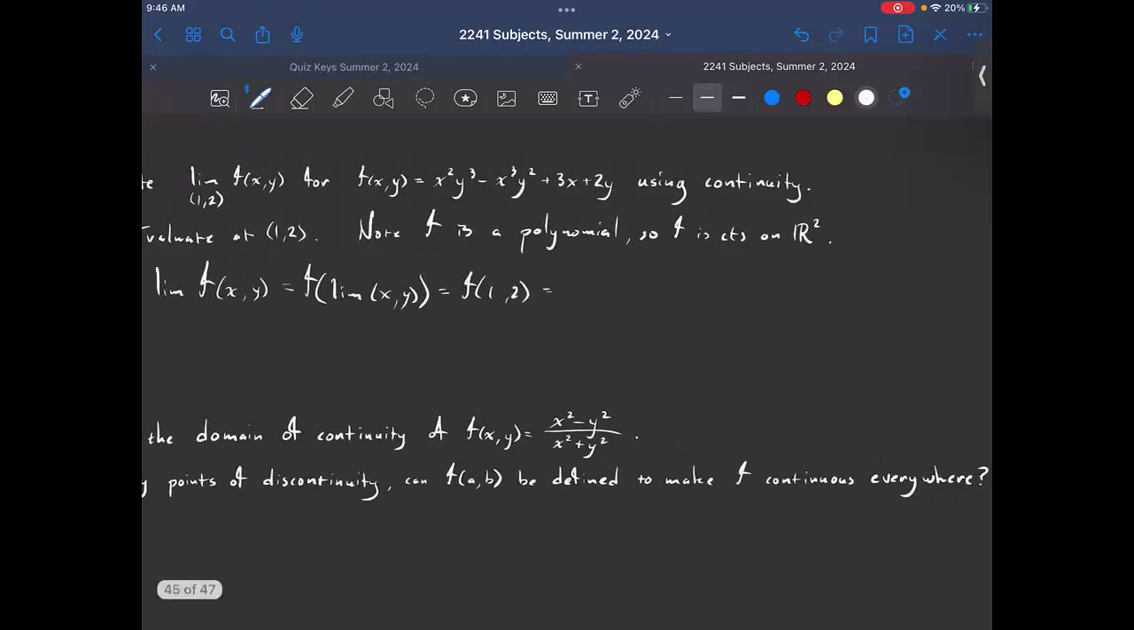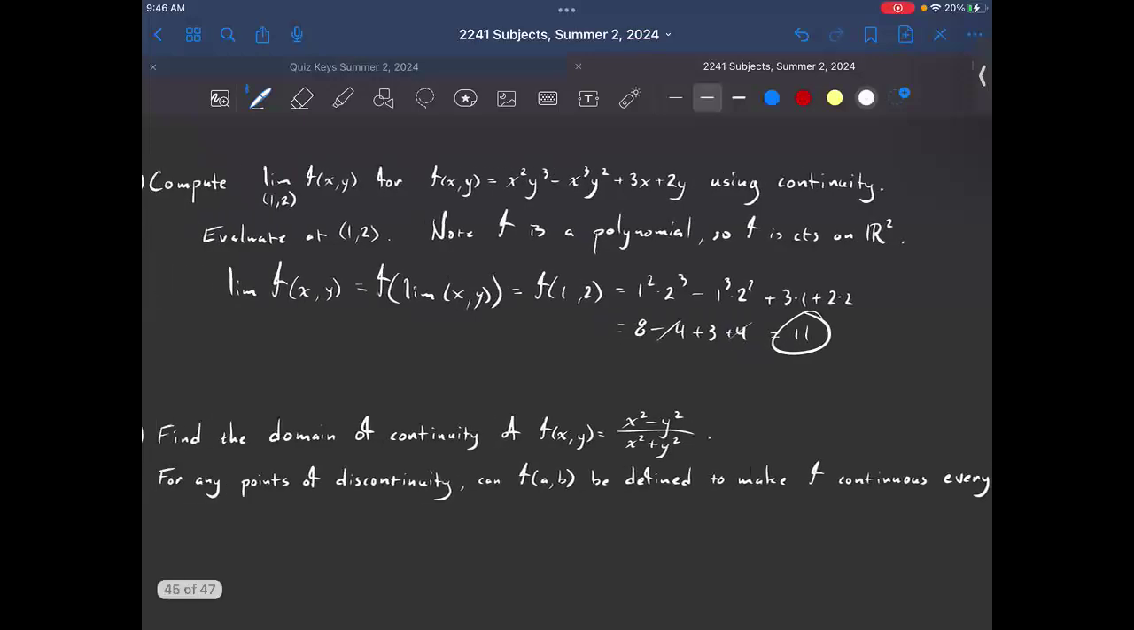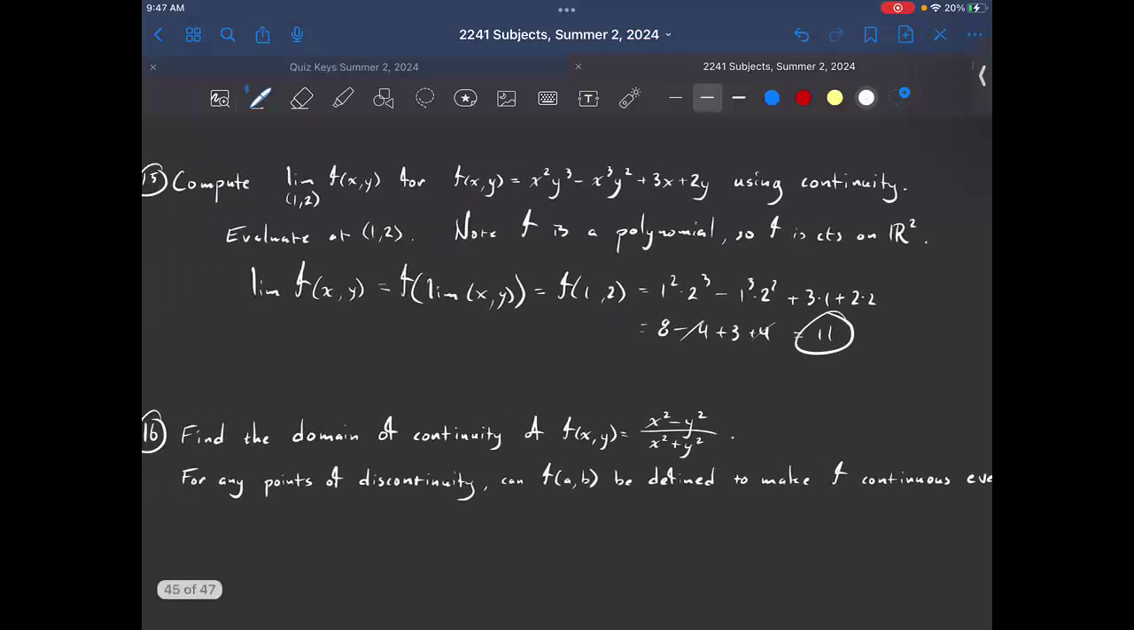So I can just compute f of 1, 2, which is 1 squared, 2 cubed, minus 1 cubed, 2 squared, plus 3 times 1 plus 2 times 2. All right, so 8 minus 4 plus 3 plus 4, and we get 11. And that's it. That's our limit. So when functions are continuous, it's very, very easy to compute limits. You just evaluate. Continuity is literally the property that you need for a function to avoid having to do all of those weird limit tricks.